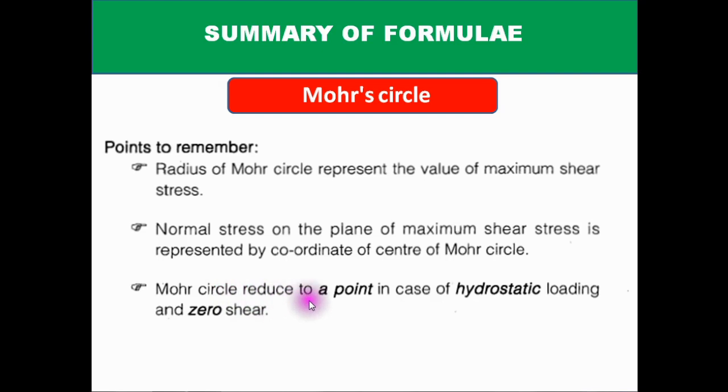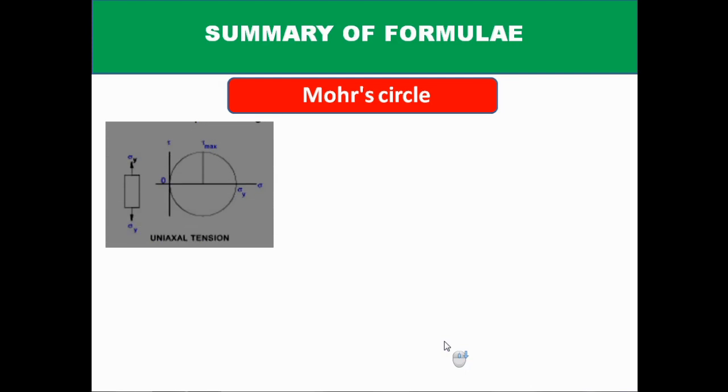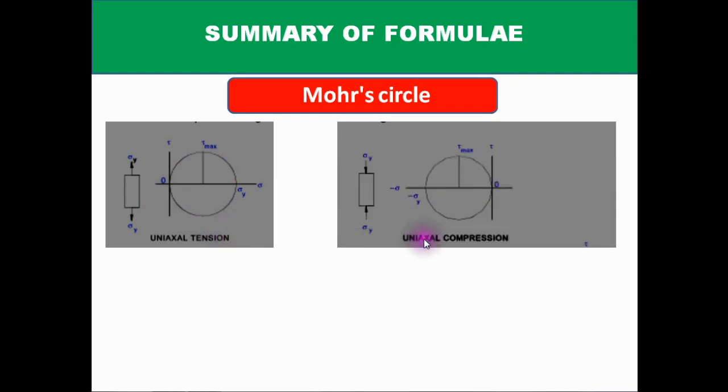Mohr circle reduces to a point in case of hydrostatic loading and zero shear. In case of pure shear, center will fall at origin. In uniaxial tension, the whole Mohr circle falls on the right of the vertical axis. In uniaxial compression, the Mohr circle falls on the left of the vertical axis.